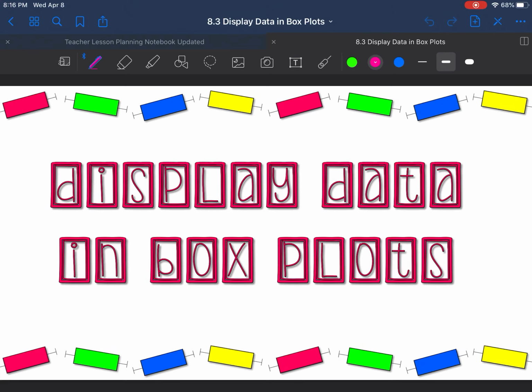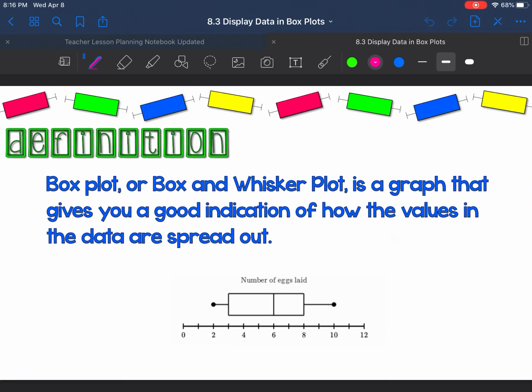It's called Display Data in Box Plots. This lesson is going to take what we've learned in our previous lesson of mean, median, mode, and range, and we're going to use some of that information to actually graph on a number line using a box plot. What is a box plot? I'm glad you didn't ask.